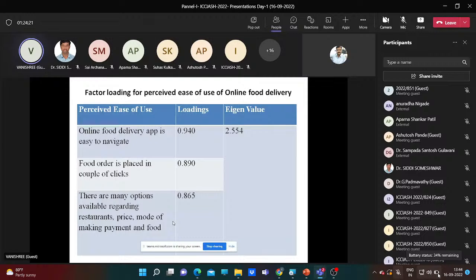Out of these sub factors, the factor that has got the highest loading is that the online food delivery app is very easy to navigate. Anyone can navigate a food delivery app, from small kids to aged people. It is very convenient for anyone to navigate the delivery app. So it has become very, very easy for anyone, irrespective of age group, to order food online. The other factors I have also found to be relevant regarding ease of use.